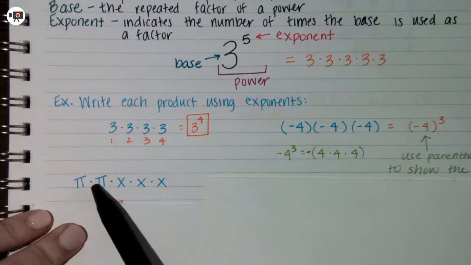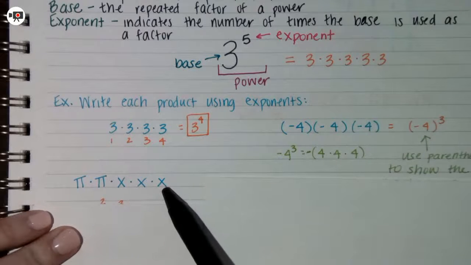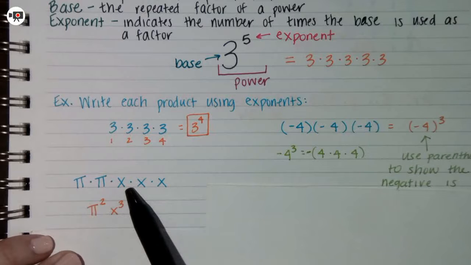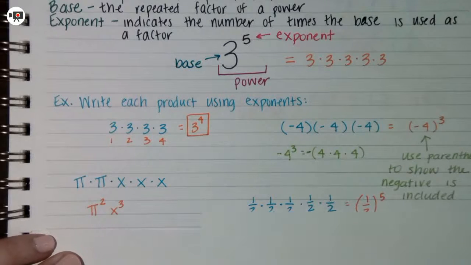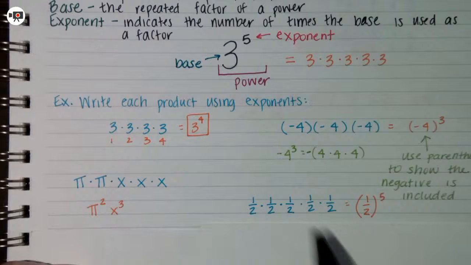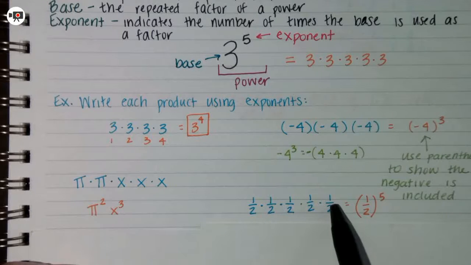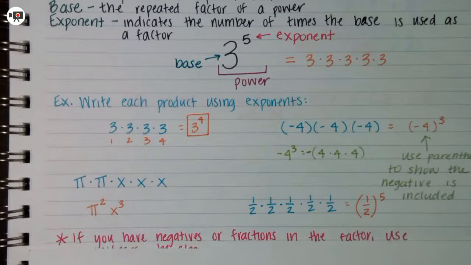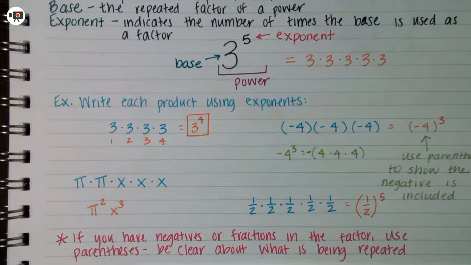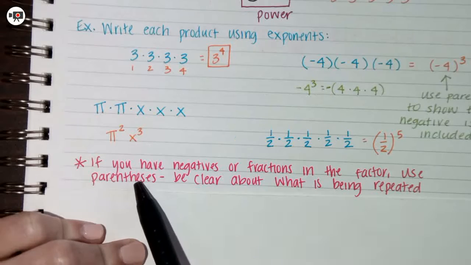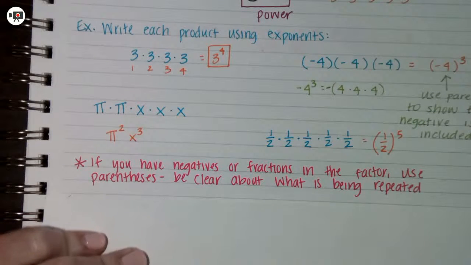Now over here I have pi times x times x times x. So this would be pi squared because I have 2, and x to the 3rd because I have 3. Now I have 1/2 a bunch of times. If I count them, I will have 1, 2, 3, 4, 5. So I have 1/2 to the 5th power. This entire 1/2 is being repeated. If you have negatives or a fraction in your factor, use parentheses. You need to be clear about what is being repeated.